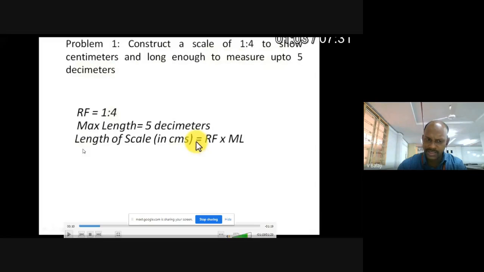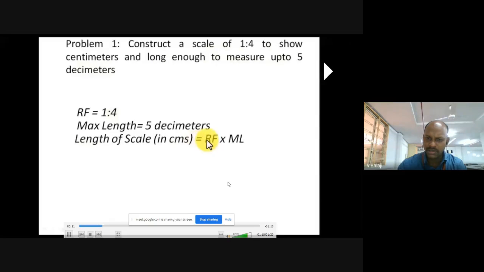Now, this is the important calculation, length of the scale. We are designing a new scale. With the help of that scale, we are able to measure up to 5 decimeters, and we can relate decimeters and centimeters, right? It's a new scale we are designing, right? For that new scale, what is the total length? How to get the total length? We are reducing 4 times, right? So we need to multiply that representative fraction with the maximum length to be measured, which is given in the problem itself.